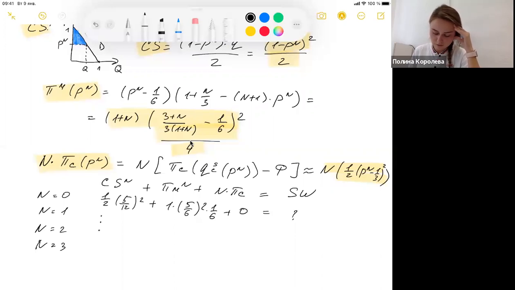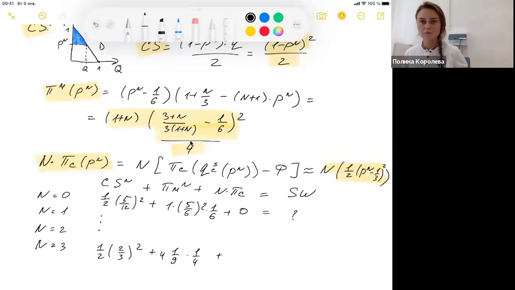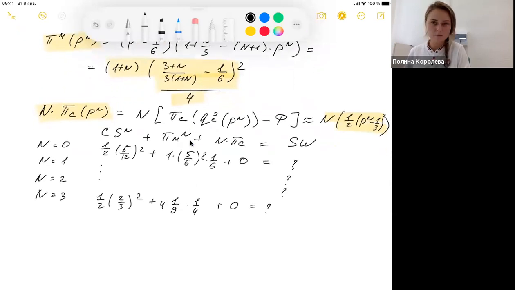Okay, let's count for n equals 3. This is (1/2)(2/3) squared plus 4/9 multiplied by 1/4. And if the number of competitive firms equals 3, each competitive firm does not supply, so profit is 0. If you count all these social welfares and compare, you will find that the sum of surpluses of all economic agents, so social welfare, is maximized when the number of firms equals 3.